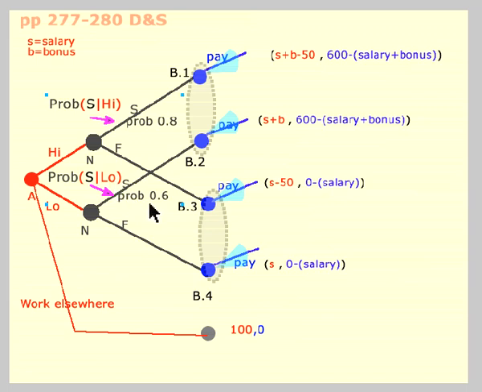If it's low, the probability is 0.6. If they put in high effort, it's 0.8. So this is the structure of the game. We've got who the players are, what they can do, what their information is, and what their payoffs are.